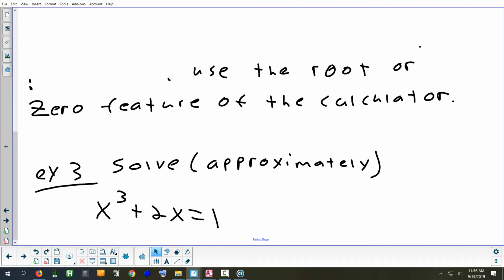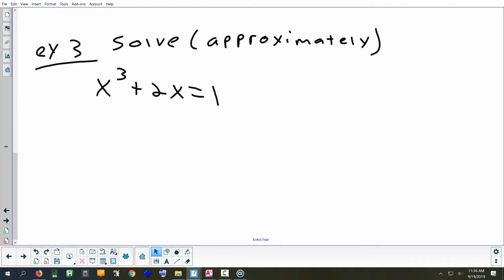Yeah, we have to get it all onto the same side first. There's two ways you could do it. You could either keep it the way it is, or you could put everything on the same side. Which way do you want to do it? Let's put it all on the same side. So if we put it all on the same side, can you tell me what we'll have? X cubed plus 2x minus 1 equals 0. Yeah, perfect.